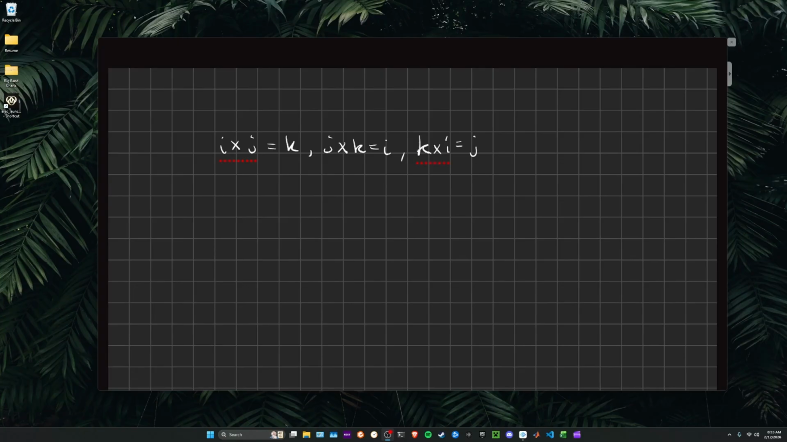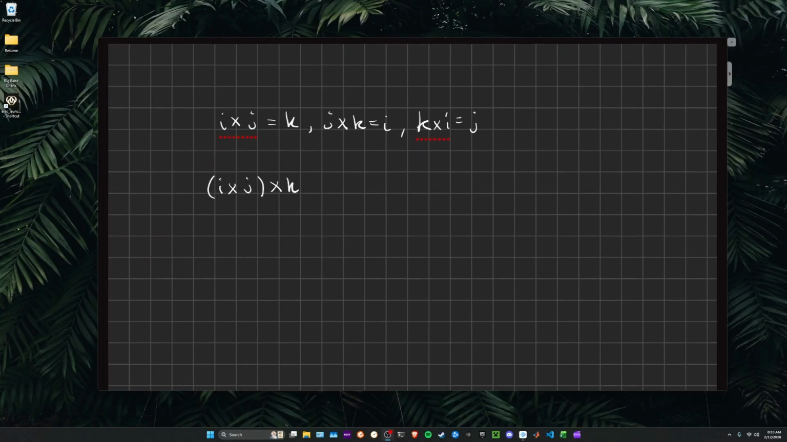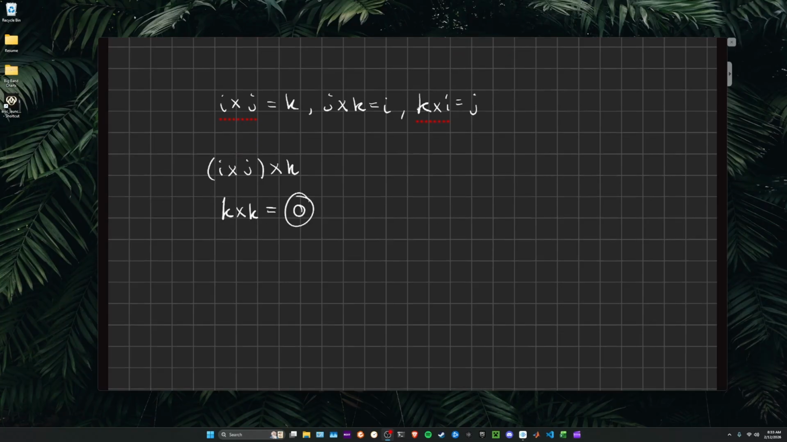So the first problem that we want to find is I cross J cross K. Since we know that I cross J is K, we'd get K cross K, which by definition is 0. So that would be our answer.